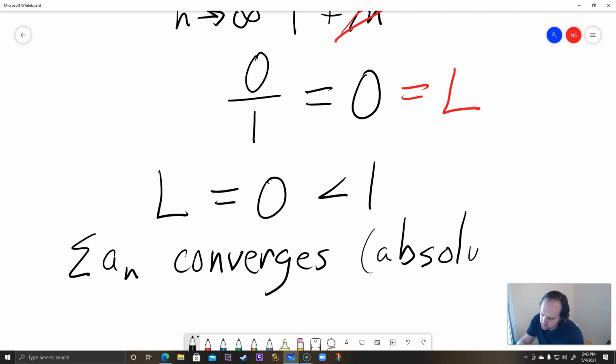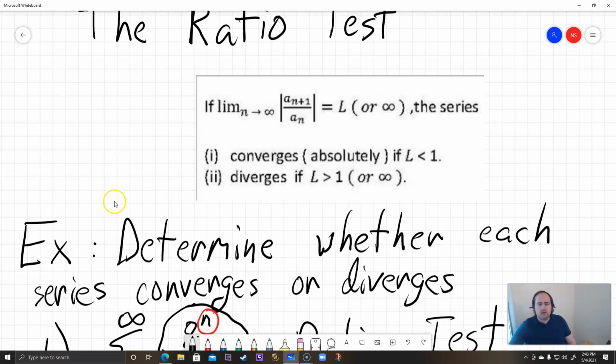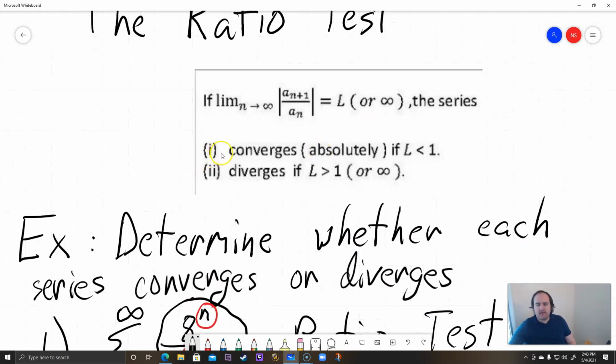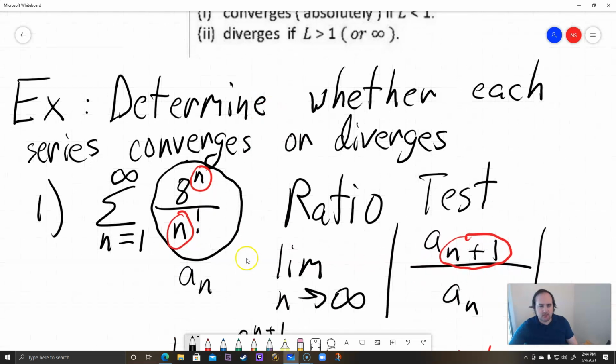Now converges absolutely just means that the absolute value of the series converges, but it turns out in math that if a series converges absolutely, it also converges. So we saw that we were in case 1 here. Since L was less than 1, it converges absolutely, which means it also converges. When I said the sum of a sub n converges, I mean this original sum of a to the n over n factorial.